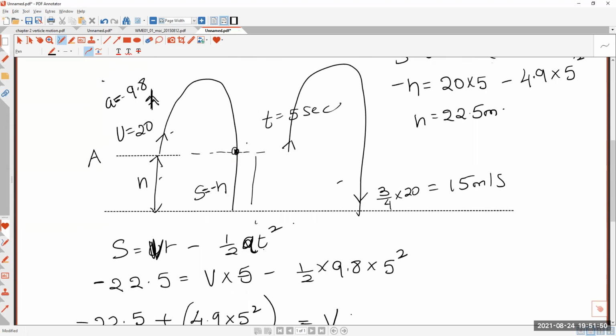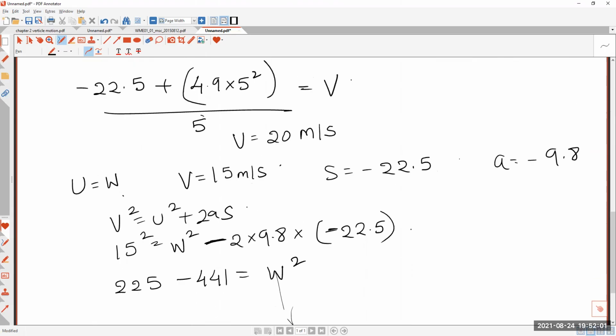Tell me one thing, when it is falling downwards, what will your velocity be? Negative, no? Yeah, okay. Now your initial velocity is positive. Here if I make v square negative, but negative will become positive. I am taking s as -22.5, acceleration is going upward, so I take 2, both will be positive, and here it will become 441. W will not be negative.